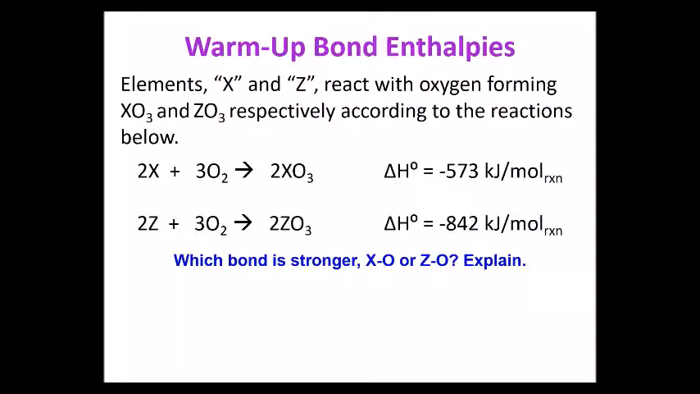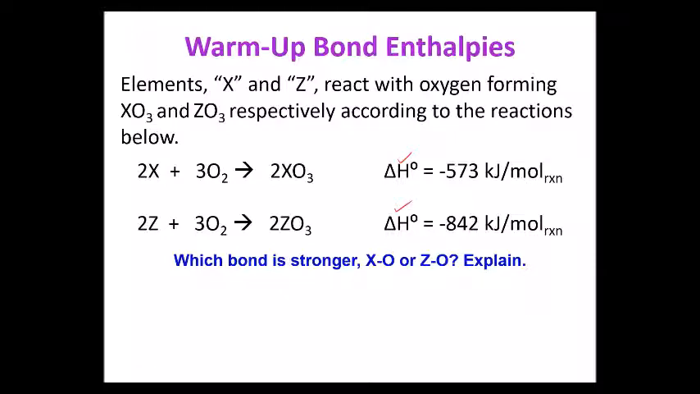Warm-up review of bond enthalpies. Here we go. So we have two elements, X and Z, reacting with oxygen, forming XO3 and ZO3, respectively, according to these reactions. As you can see, they gave you delta H's for both as well.